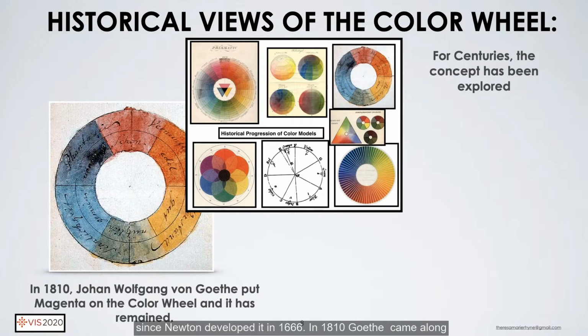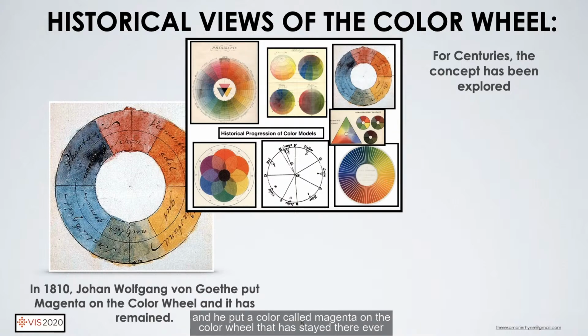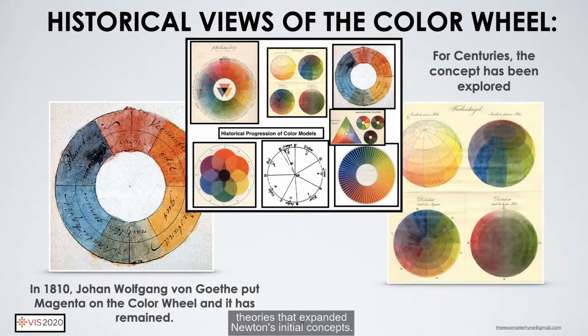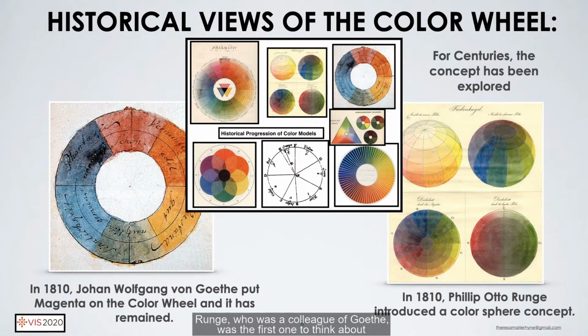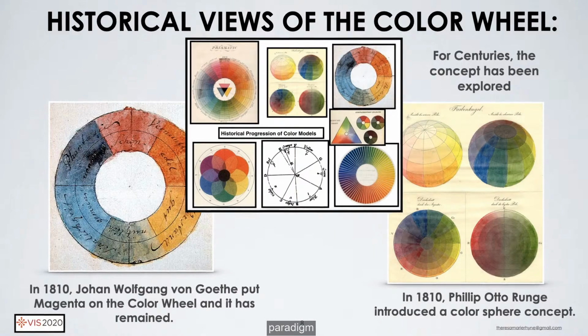Now in 1810, Goethe came along and he put a color called magenta on the color wheel that has stayed there ever since. He came up with some other color theories that expanded Newton's initial concepts. Runge, who was a colleague of Goethe's, also was the first one to publish a 3D sphere and come up with the idea of a color sphere concept. Now, we're going to talk later in this course about how that concept didn't quite work out as a visualization paradigm.